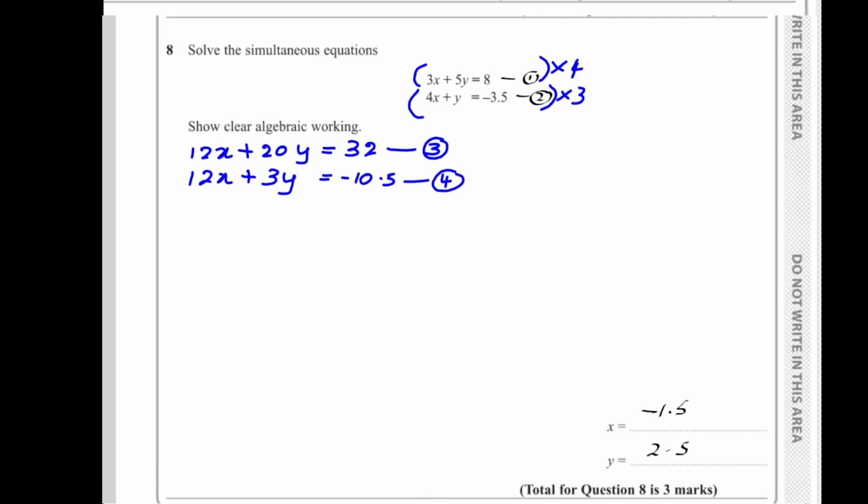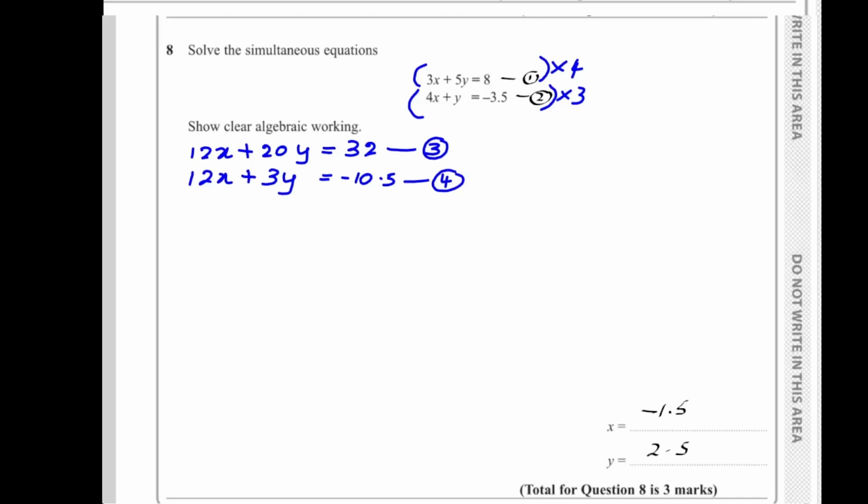Right. After that, check out the signs of this one. If you are getting the same sign, positive, positive, or negative, negative, we subtract. If you are getting different signs, plus, minus, or minus, plus, then you have to add.